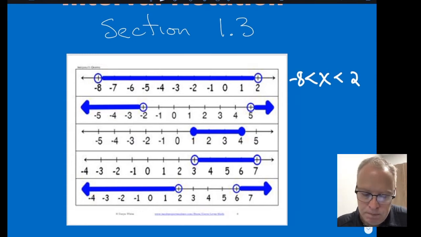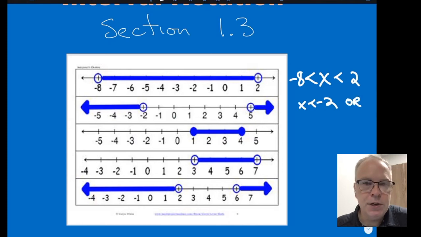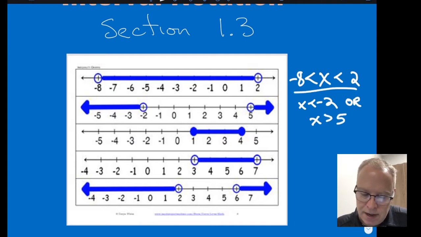Now in the next one, x is under -2. That's that first part on the far left there. This part over here: x is less than -2. Or, this is an or problem because you can't be in both places at once. Or x is greater than 5. All right, so that's the second one.